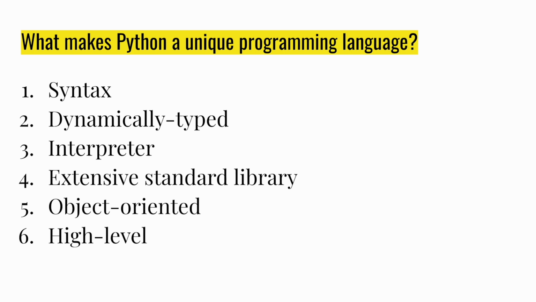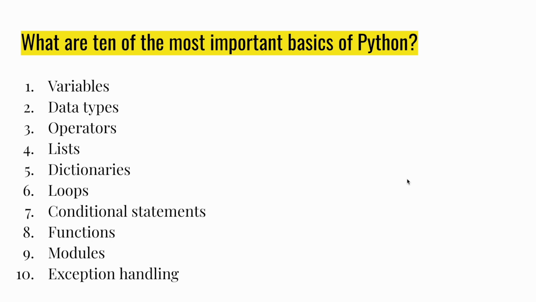High level. Python is a high-level programming language, which means that it is easier to read and write than low-level languages like assembly or machine code. This can make it faster to develop programs in Python, as you don't have to worry much about the underlying hardware and system details. Okay, and let's quickly see what are the 10 most important basics of Python.